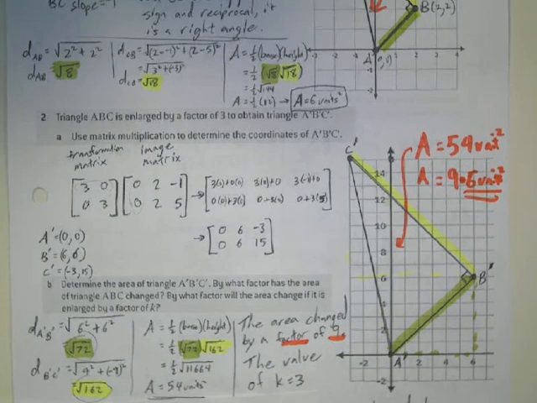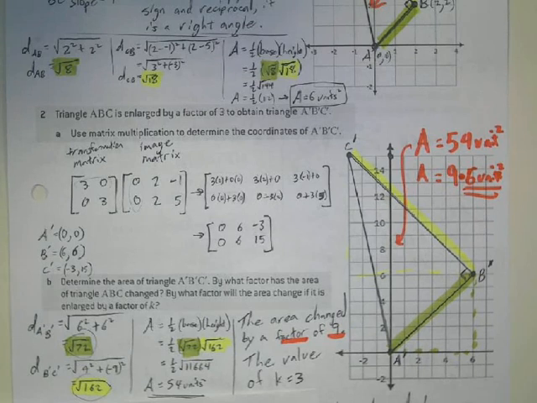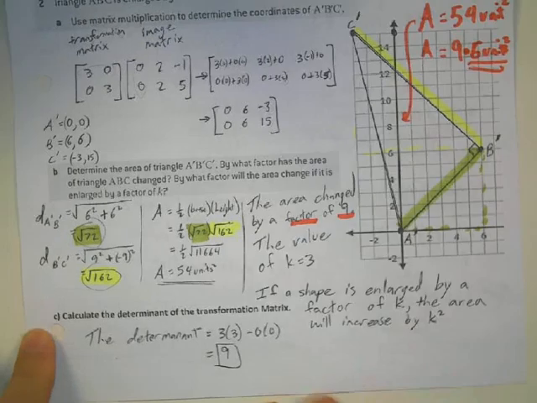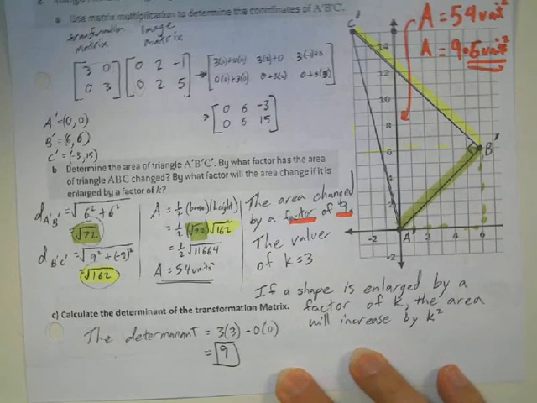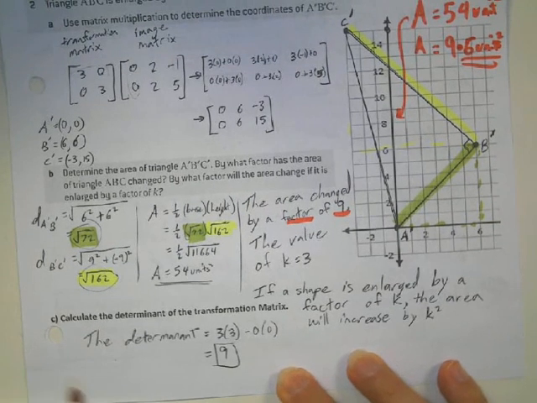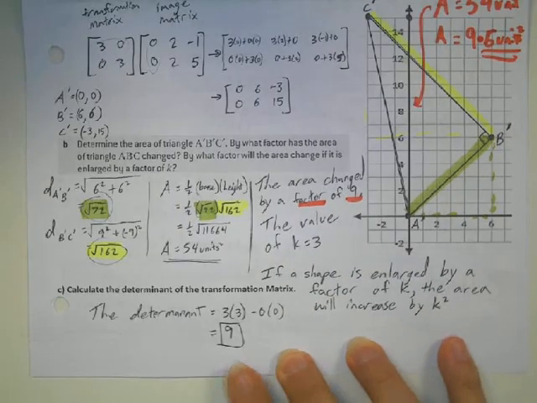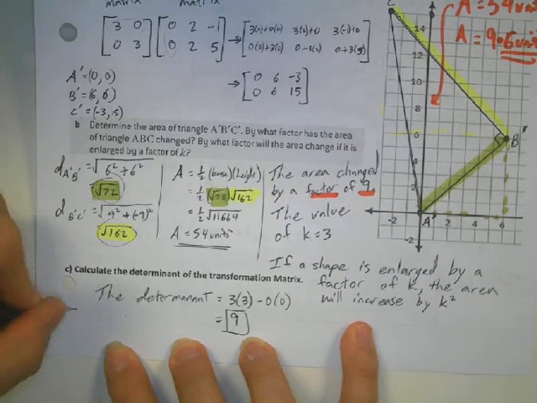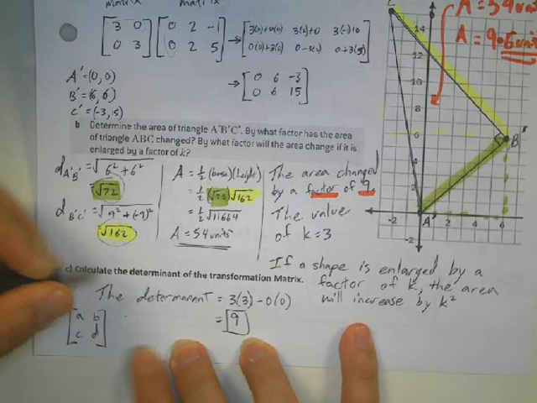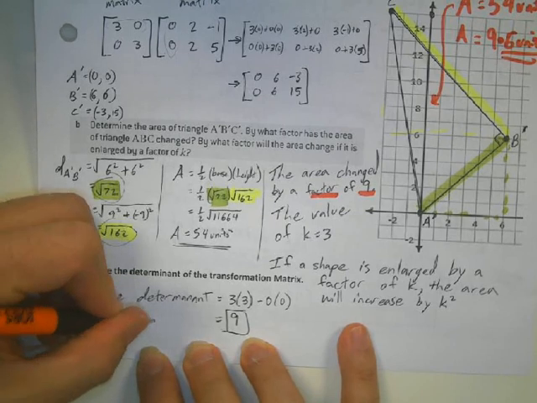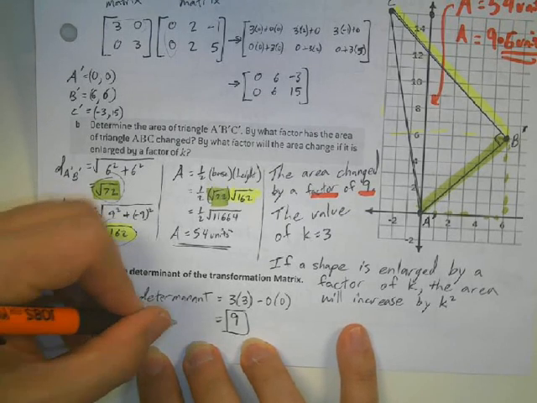Okay. Now here's the interesting part, the main part of today's lesson. So question C says calculate the determinant. Okay. So our formula for the determinant, if you may recall, I'm going to write this down here. If our original matrix is A, B, C, D, the determinant is equal to A times D minus B times C.